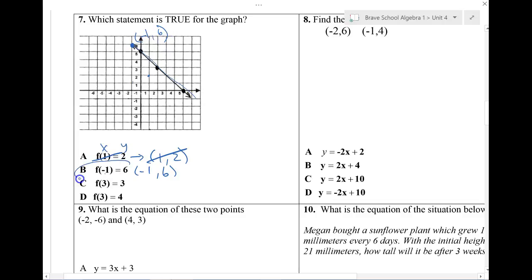But let's just go ahead and check the rest of them just to make sure. So 3 and 3. Okay, so right 3, up 3. Nope, that doesn't touch. And then this one is 3 and 4. So right 3, up 4. That one does not touch either. So then we are for sure that B is the answer.